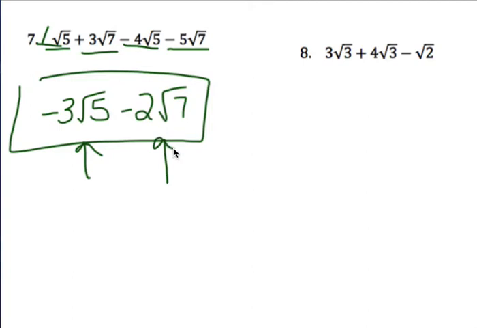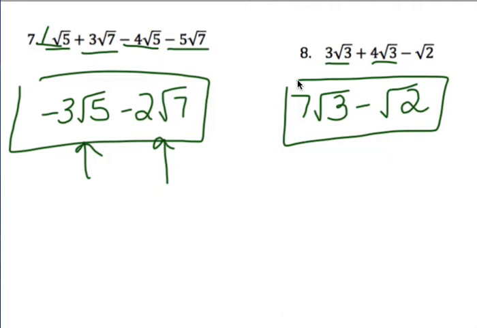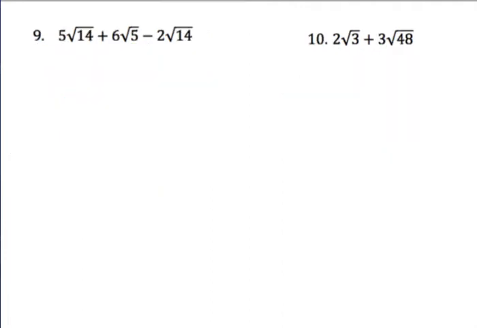It's kind of like trying to add x and y. It doesn't work. So let's take a look at number 8. The only two we can combine are those two. So 3 square root of 3 plus 4 square root of 3 is going to give me 7 square root of 3, and then I'm going to subtract the square root of 2. So that's my final answer for number 8.